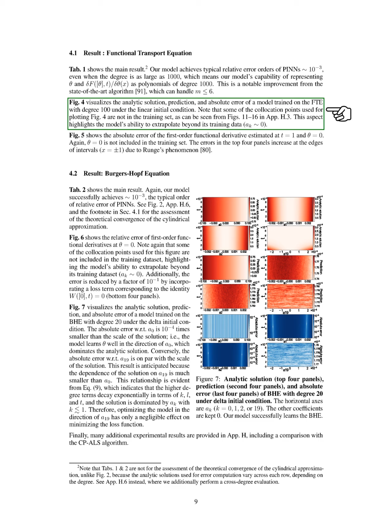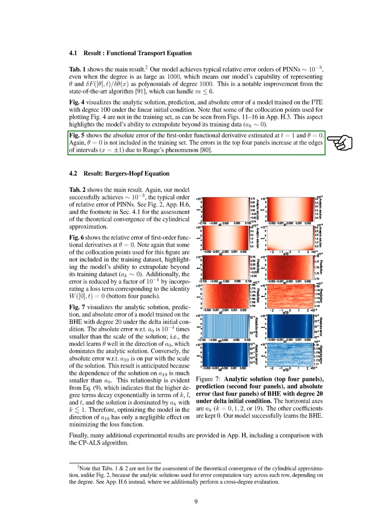We visualize the analytic solution, our predictions, and the absolute error for a model trained on the FTE, noting that some points used for visualization were not part of the training set, showcasing our model's ability to extrapolate beyond its training data. We also illustrate the absolute error of the first-order functional derivative at specific points, again noting that these points were not included in the training set, with errors increasing at the edges of intervals due to Runge's phenomenon.